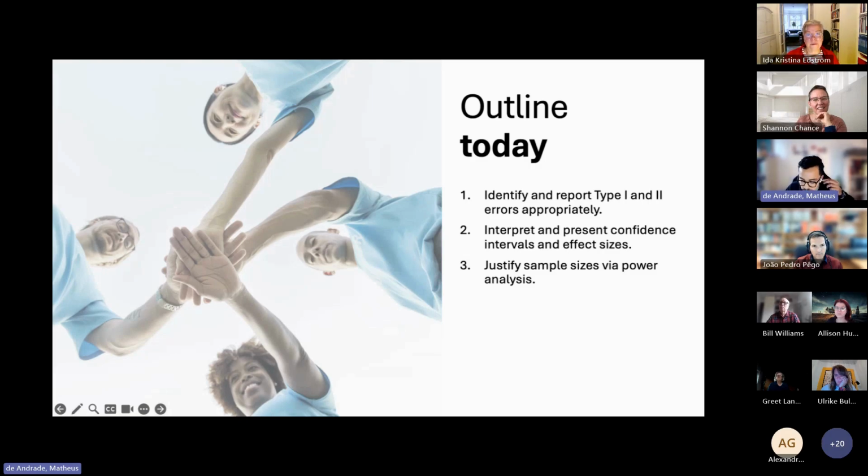Today, we're going to look at three important things, and that's my promise of what we're going to cover today. First is identifying and reporting type 1 and type 2 errors accurately, appropriately interpreting and presenting confidence intervals and effect sizes, and justifying sample sizes via power analysis. I do recognize that there's a bit of jargon in there, but this is just to give you a little bit of the words that you would read in a book or that you would see in a paper referring to the contents that we're going to talk about today.